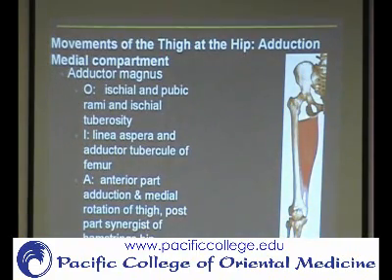So the anterior part is going to do adduction and medial rotation, and then the posterior part is going to start blending in with the hamstring. Okay? So the anterior part of it is going to do adduction and medial rotation, and then the posterior part is going to flex the knee. Or actually, no, it can't flex the knee. It's going to extend the hip because it doesn't cross the knee. So it acts with the hamstrings to extend the hip.